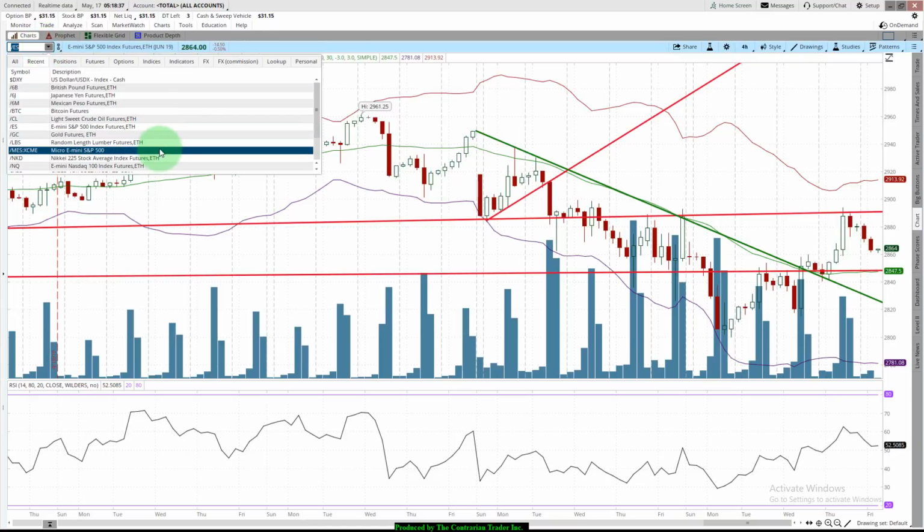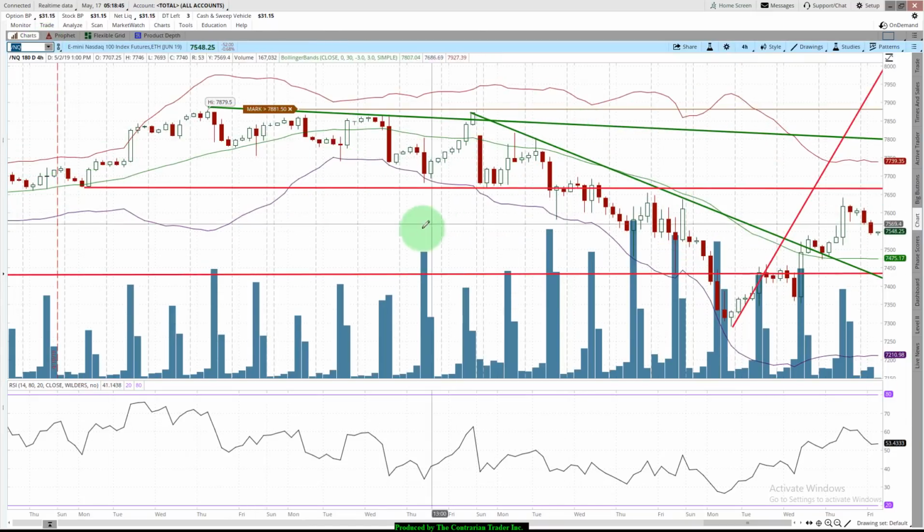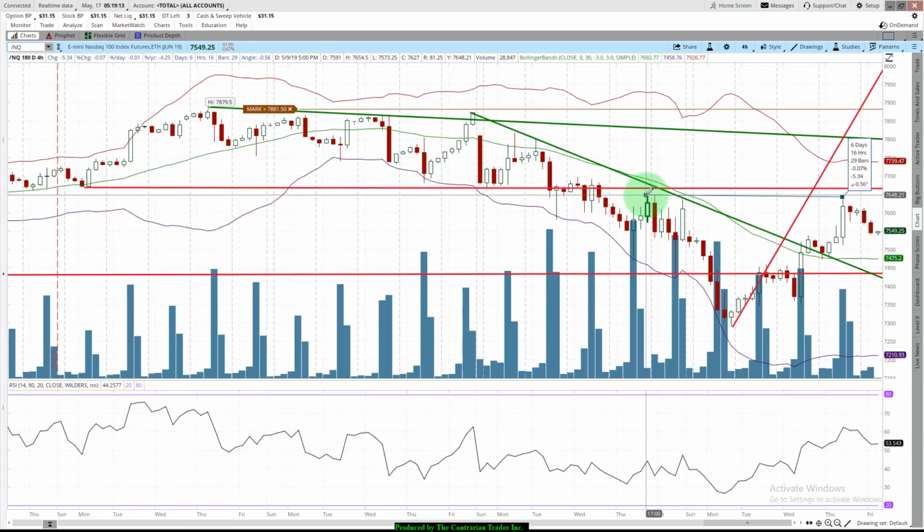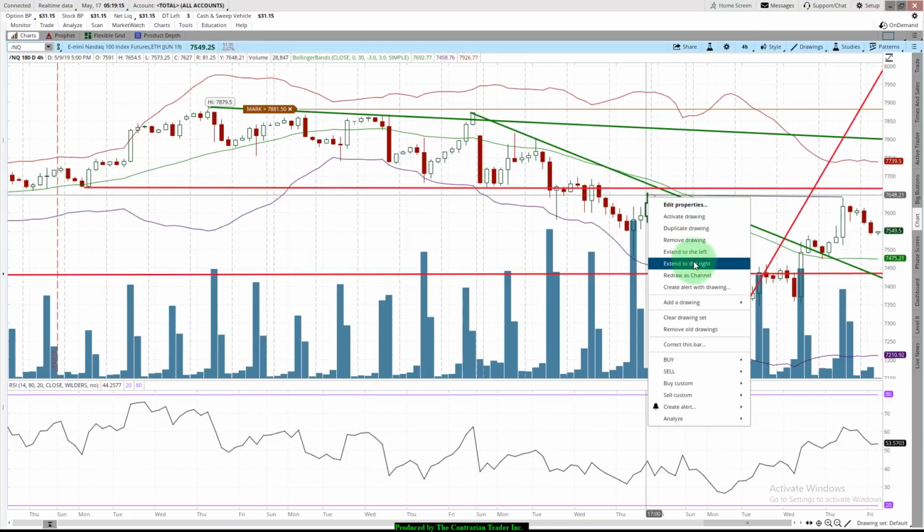Let's take a look at the NASDAQ. This is the NASDAQ 100. And you can see that we're down 0.68%, about 52 points this morning. And as you can see here, we rallied up and into resistance yesterday. And I thought we would press higher before rolling over here a bit. But it wasn't to be.